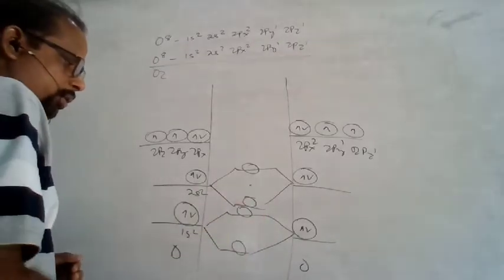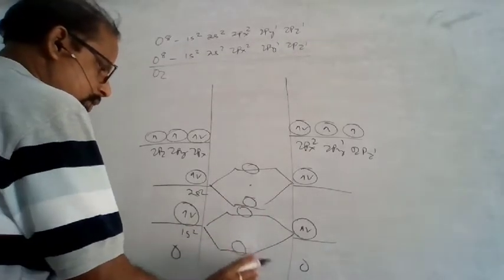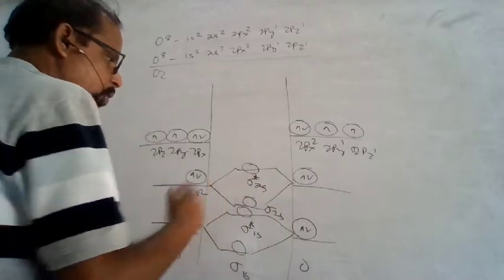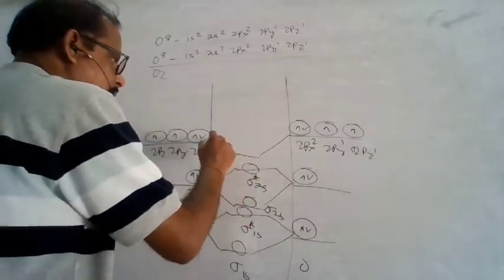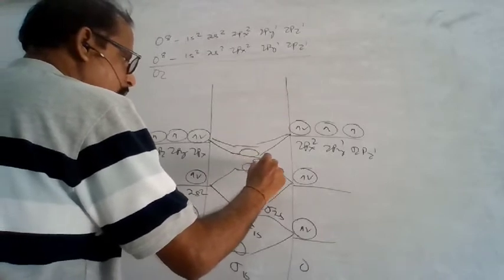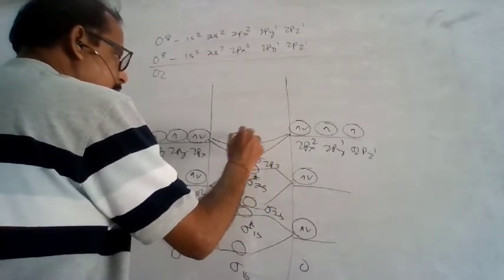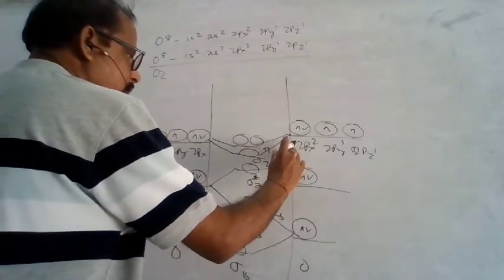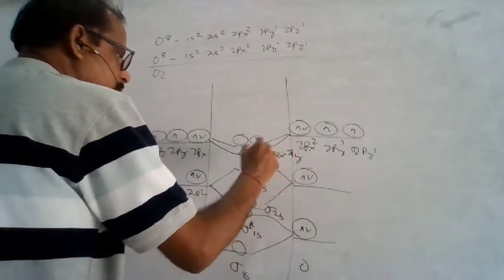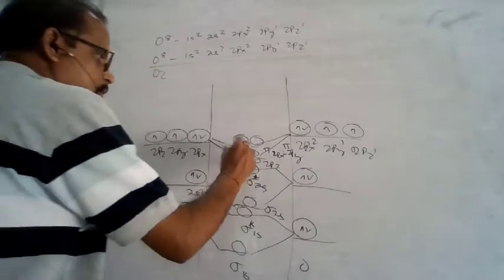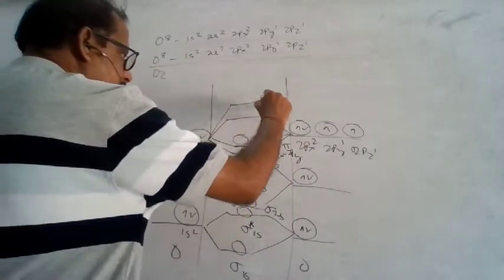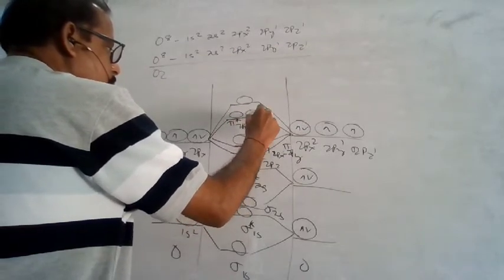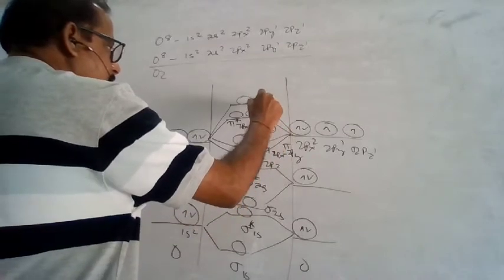Now you see the oxygen atom, that is 8. So that is 1s2, 2s2, 2px2, 2py1, 2pz1. When two oxygen atoms combine, the O2 molecule is formed, that is the oxygen molecule. Two atomic orbitals form two molecular orbitals. But it is a little bit different from the orbital diagram of nitrogen.